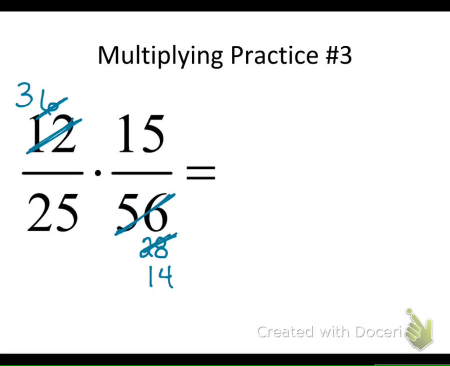Now, can I reduce 3 and 14 any further? Can I divide them by 2? Nope. Can I divide them both by 3? Nope. Can I divide them both by 5? Nope. So I move to my next numerator, 15. I'm going to check to see if I can reduce this numerator with this denominator. So can I reduce 15 and 14? Nope. What about 15 and 25? What are they both divisible by? Yeah, they both end in a 5, so we know it's divisible by 5. What's 15 divided by 5?